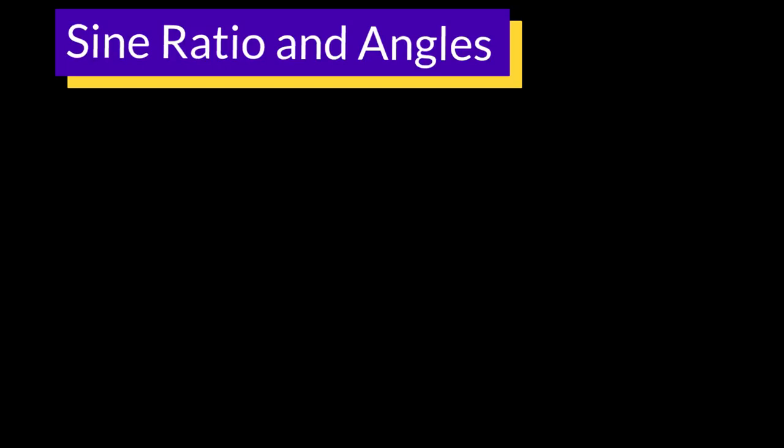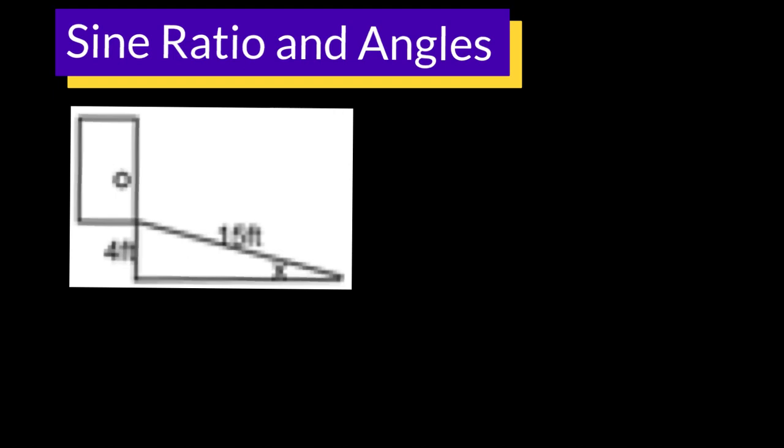Like the Pythagorean theorem, the sine ratio is very useful in solving problems with right triangles. You can use the sine ratio to find the value of an angle. For example, say you want to build a ramp to your front door, and the door is 4 feet above the ground, and the ramp is planned to be 15 feet long.